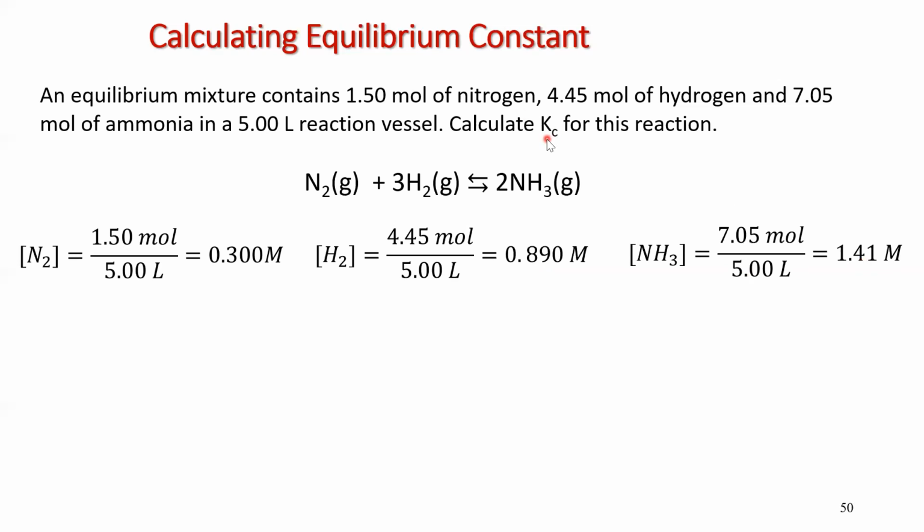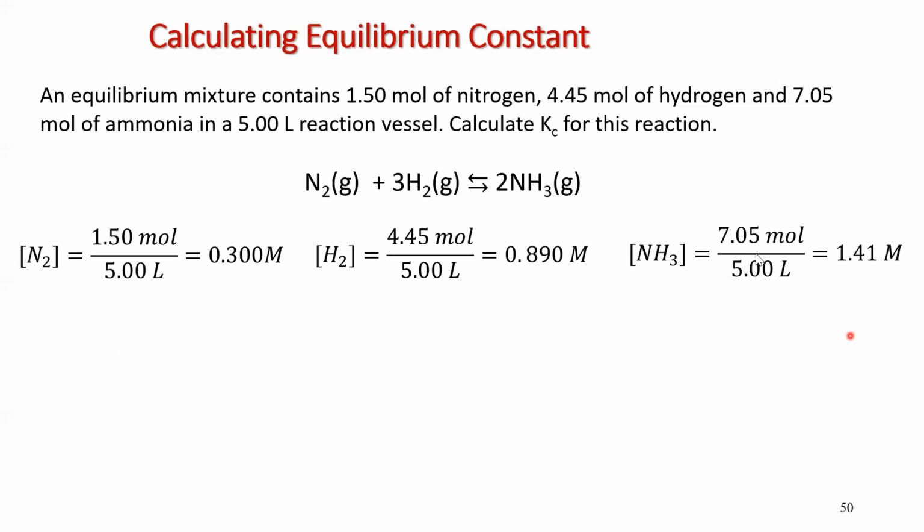We want to calculate K. So the next step is we have to write a K expression. Make sure that you do that for every step. Actually, I don't want to do it for you. Okay, write your K expression. Let's do that as a review. So remember that K is products over reactants raised to the power of the coefficient in the balanced equation.